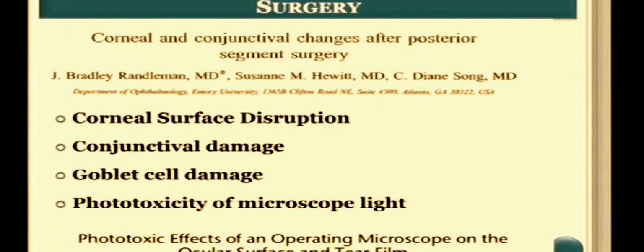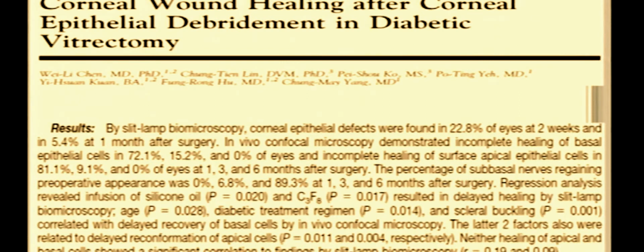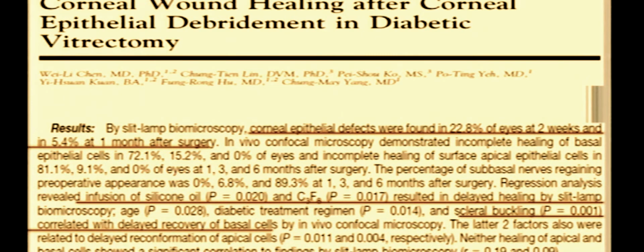They can cause conjunctival damage, goblet cell damage. And this is one study that was done in Japan, and they found out that there is a phototoxic effect of an operating microscope on the ocular surface and tear film. So that is also one factor. So all these factors can cause this ocular surface disturbance.